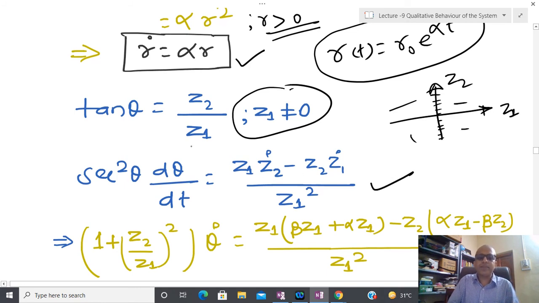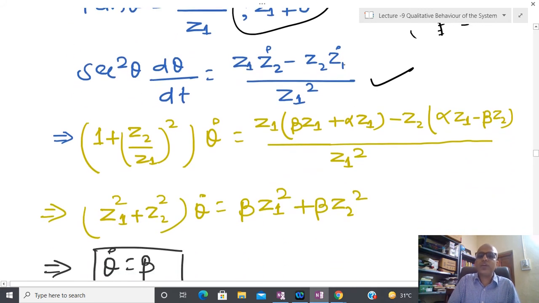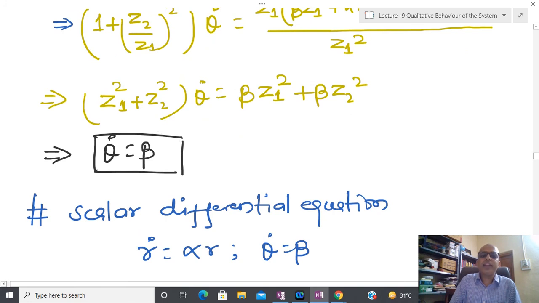After that, if you again take differentiation on both sides, then you will get this. I think this is very easy: z1 dot and z2 dot. You know how to take the derivative. After that, you can substitute the values of z2 dot and z1 dot from the equation, and simplify. Here sec square theta is 1 plus tan square theta, and due to that reason I have written 1 plus (z2 by z1) square. If you do the simplification, I again come to a very good differential equation, that theta dot equal to beta.